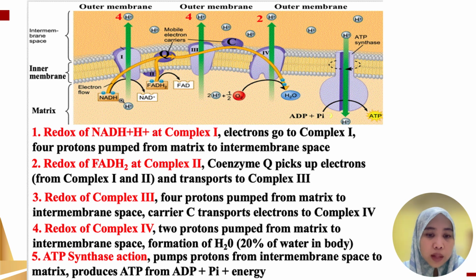The fourth step, redox of complex 4, 2 protons are pumped from the matrix to the intermembrane space, and H2O is formed, the 2% of water in the body. And the last step is ATP synthase action, which pumps protons from the intermembrane space to the matrix and produces ATP from ADP plus phosphate and energy.